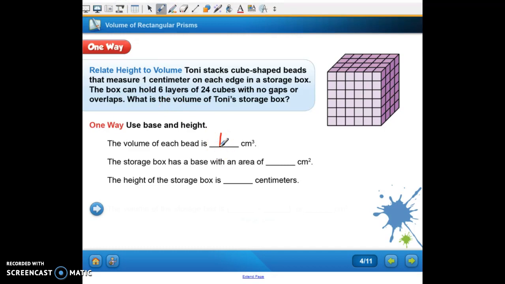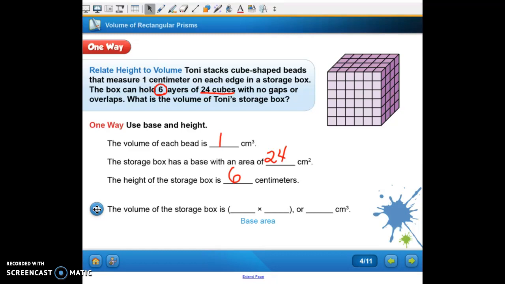The storage box has a base with the area of 24 centimeters squared, and the height of the storage box is 6 layers, or 6 centimeters. If I measured it, it would be 6 centimeters. The volume of the storage box.